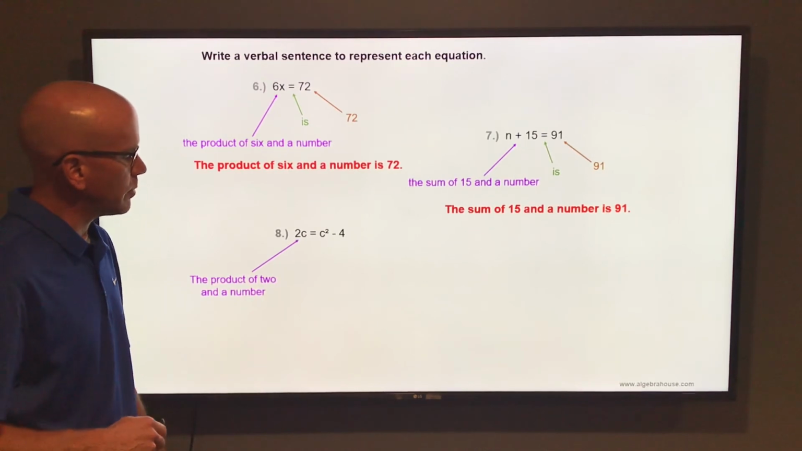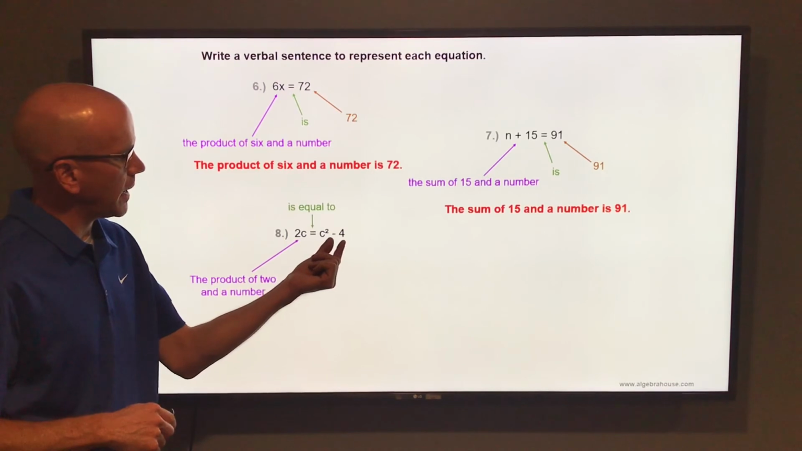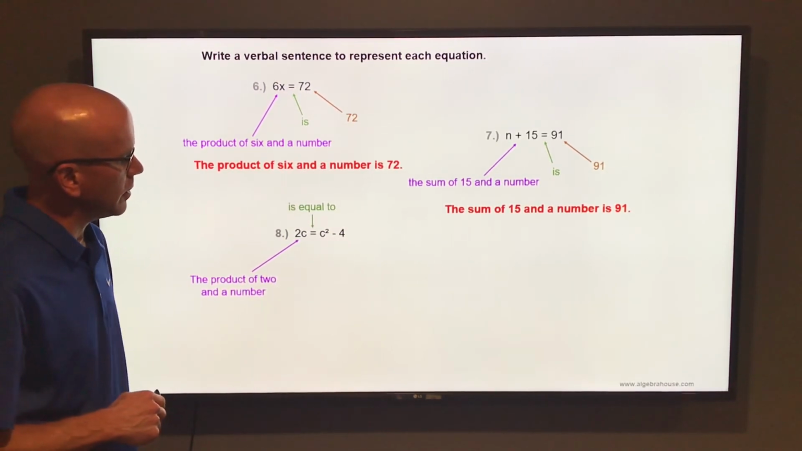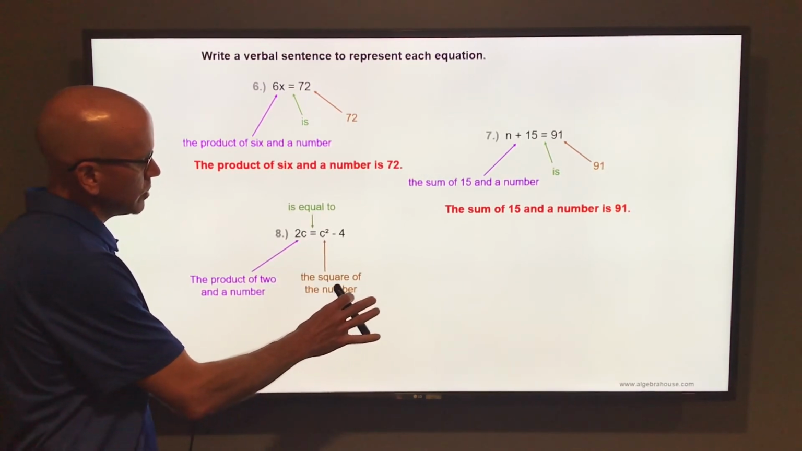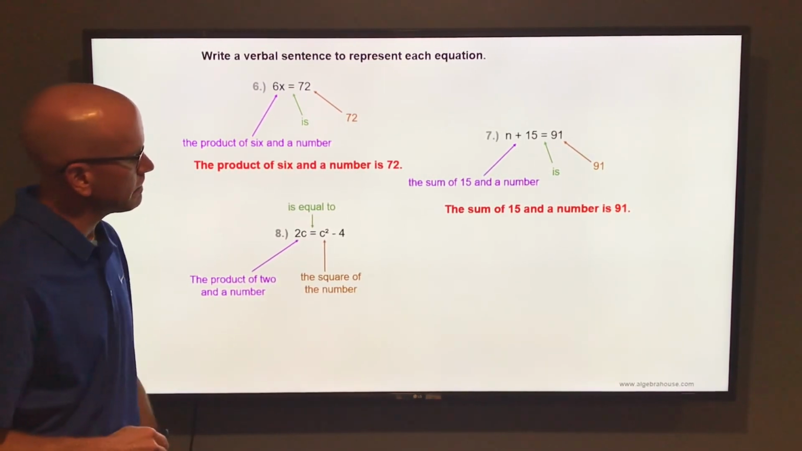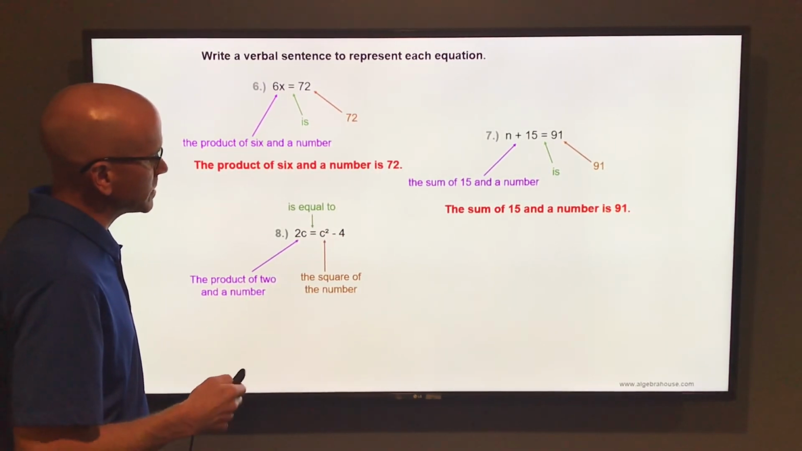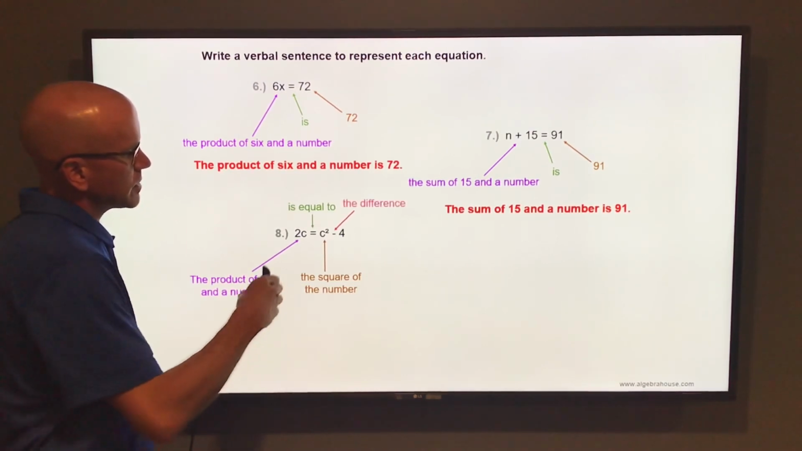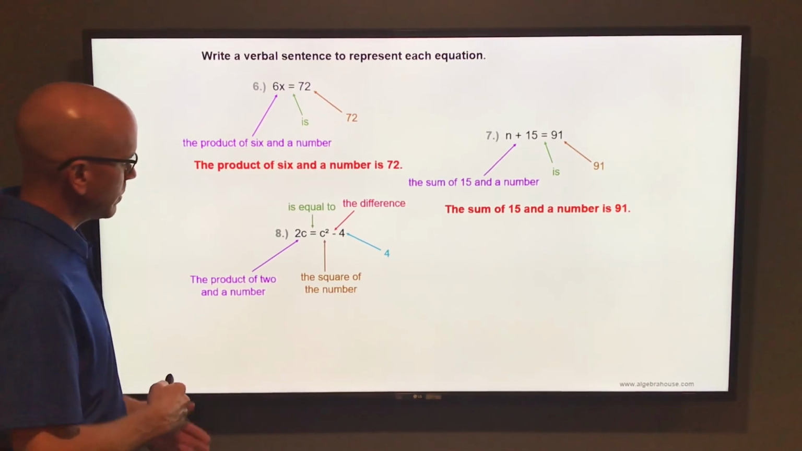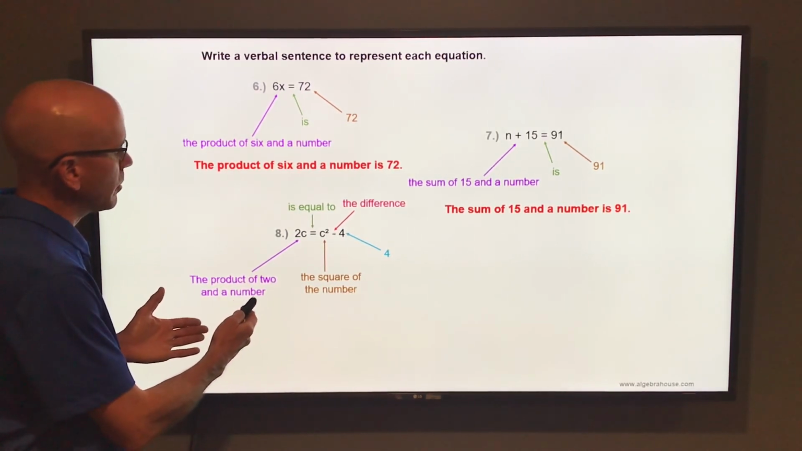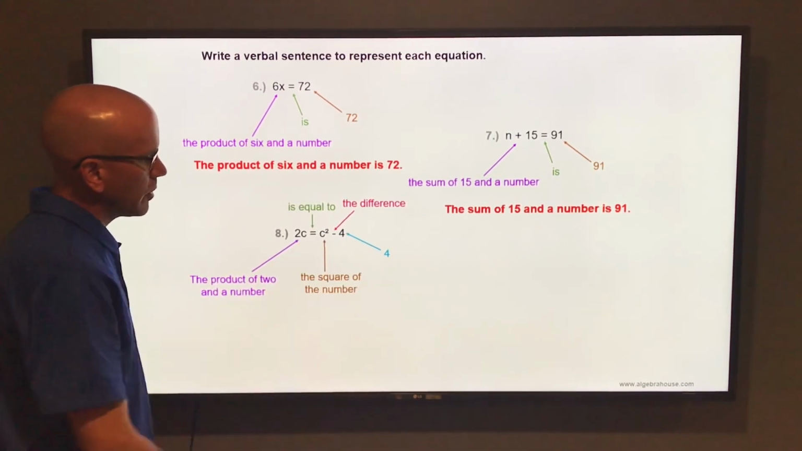The equal sign gets replaced by the word is. We're squaring the c and we're subtracting 4. So a lot going on there. That's squaring the c, or c squared in words. You could say that's the square of the number. And then subtracting 4. Remember, subtraction, the word that represents that is difference. So you'd say the difference of the square of the number and 4. So there is your sentence. The product of 2 and a number is equal to the difference of the square of the number and 4.